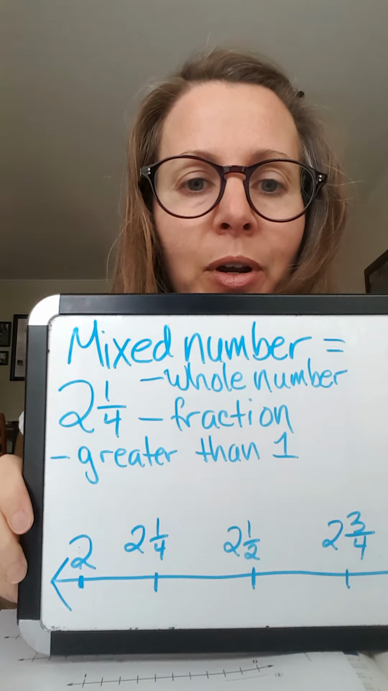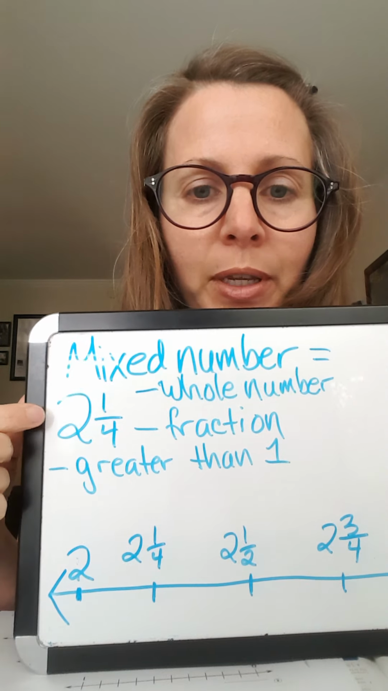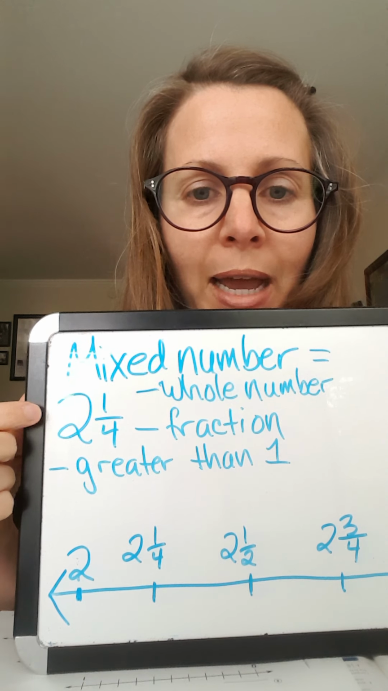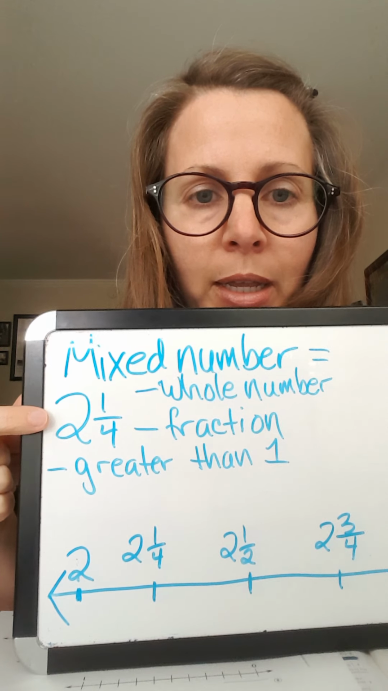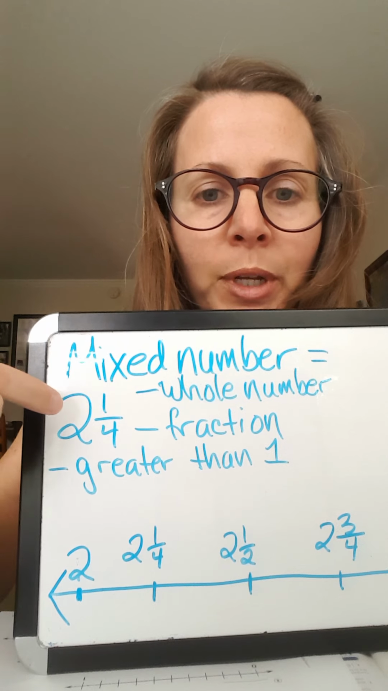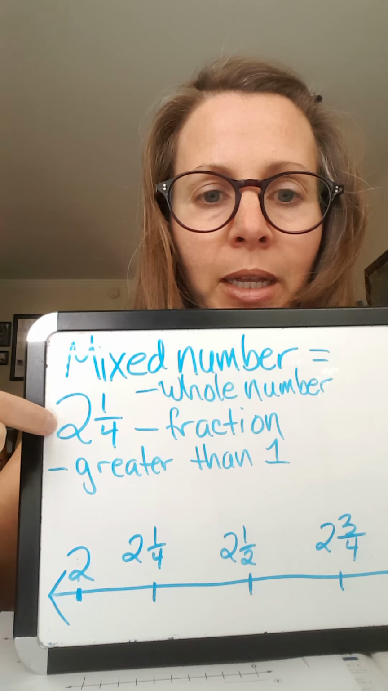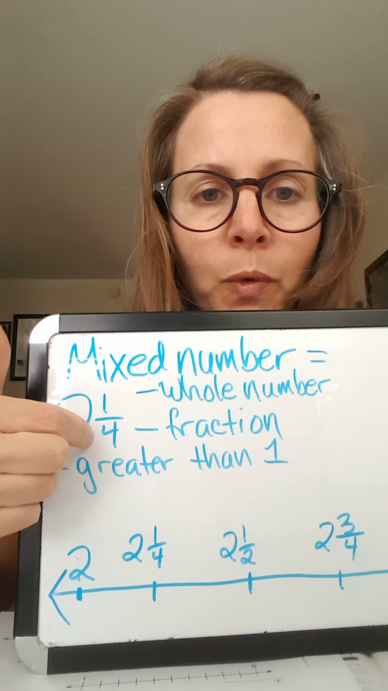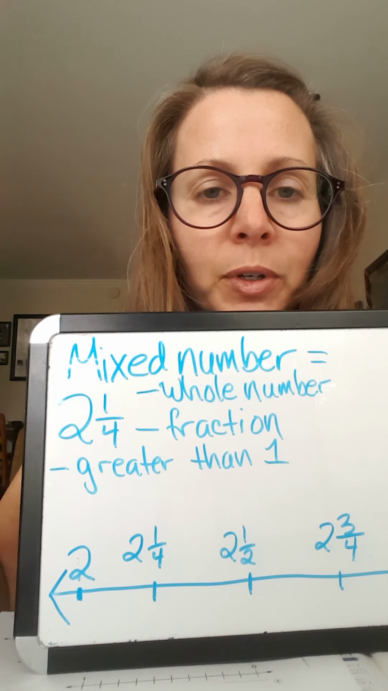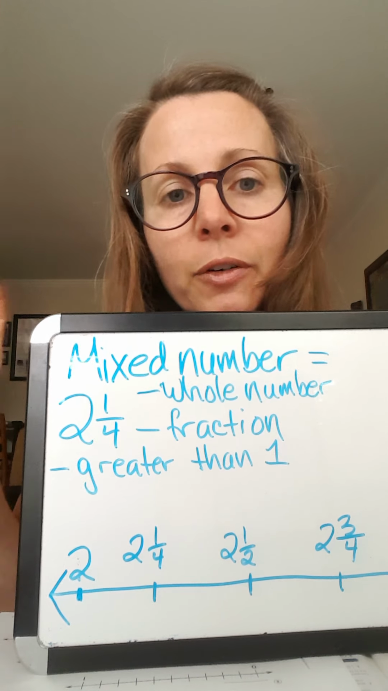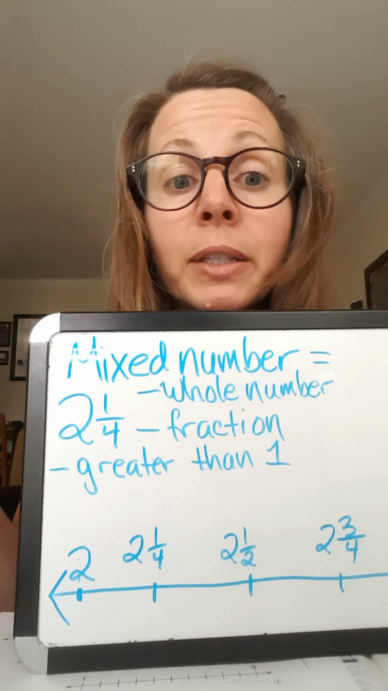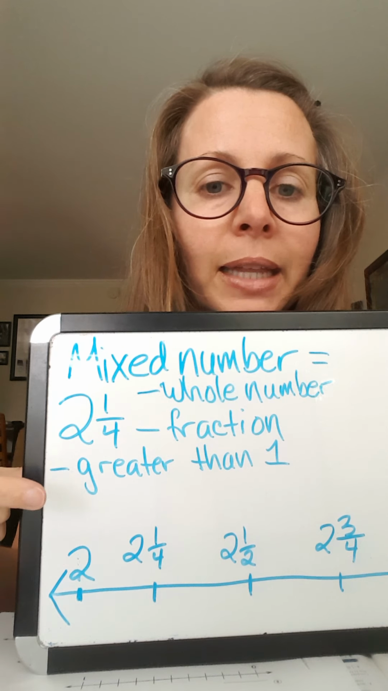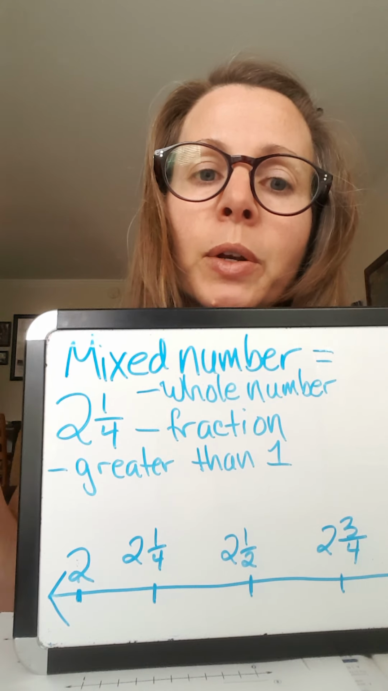A mixed number, I would make an example here of 2 1/4. That is an example of a mixed number. It has a whole number part, which is 2, and a fraction part, which is 1/4. Okay, all the mixed numbers have a whole number part and a fraction part. They're a mix of both. Get it? And the other thing you need to know is that they're greater than 1.